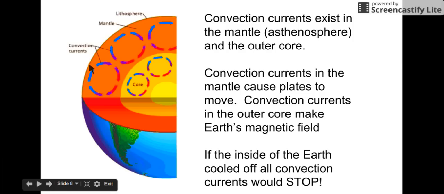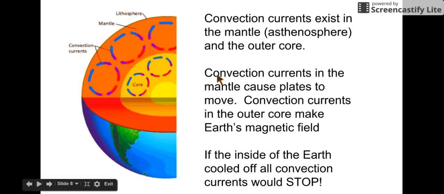So convection happens in the earth, particularly in two layers. And we're going to be talking more about these layers in the next section. But convection currents exist in this layer in the mantle called the asthenosphere. So the part of the asthenosphere that is closer to the core is hot. And then the hot material rises, but when it gets farther away from the core, it cools and then it begins to sink again. And so you can see these convection currents inside of the asthenosphere.